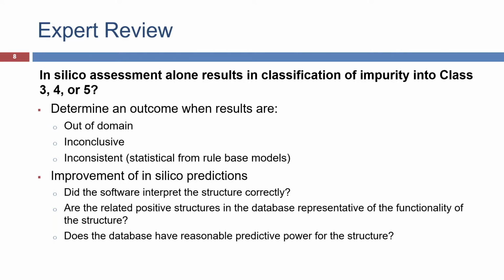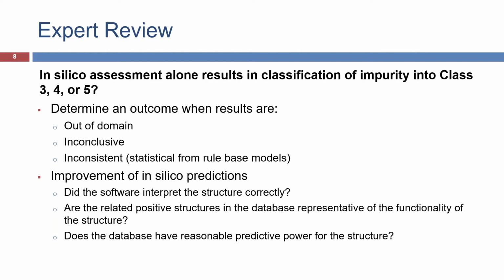There are several reasons why an expert review will be useful. One, which is very common, is to determine an outcome when results are out of domain, inconclusive, not in domain, or are inconsistent, meaning the statistical and the rule-based models will have different predictions.